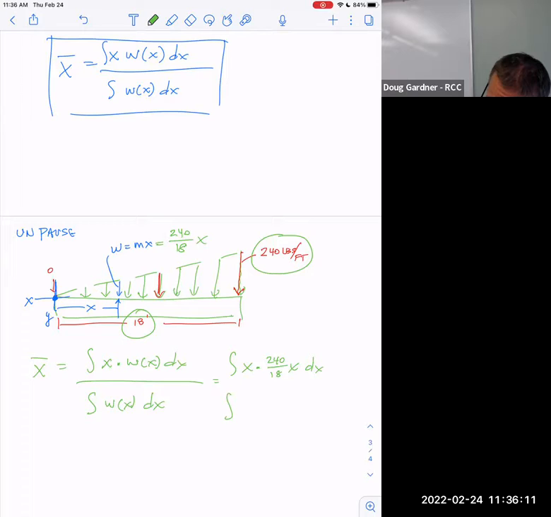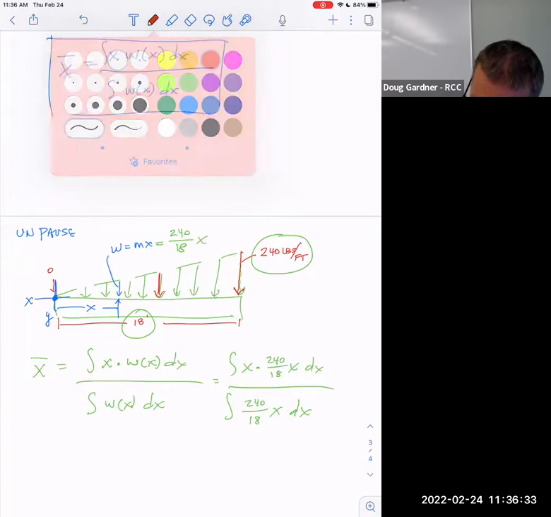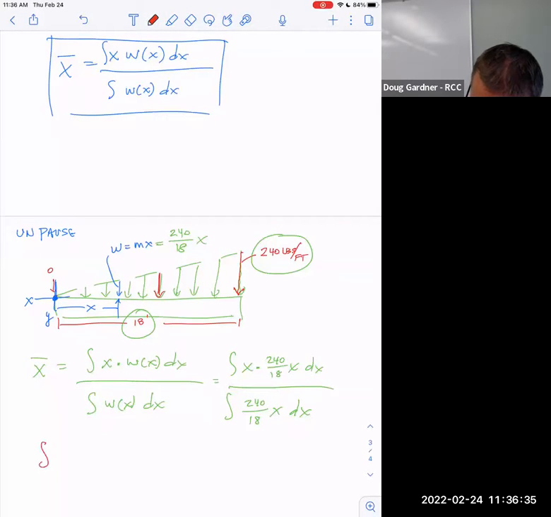Those don't cancel. What do? I'm saying move them outside of the integral. No, the 240 over 18 can go outside of the integral. So let's do the bottom one first. So yeah, because 240 over 18 is a constant, we're just taking the integral of x.